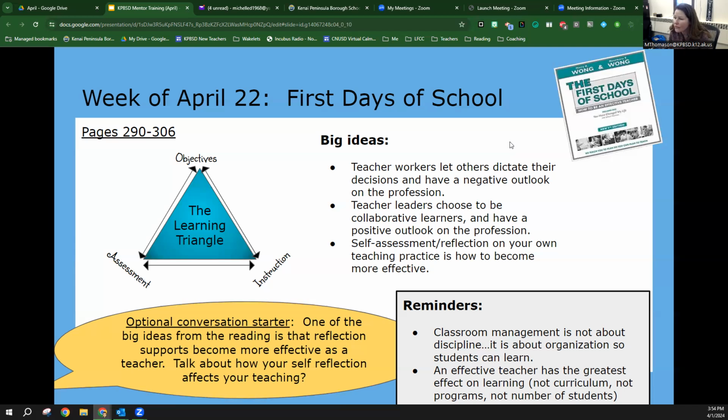So what you're looking at in front of you is the big ideas from the text, some reminders that classroom management is not about discipline. It's really about organizing students so they can learn. And an effective teacher has the greatest impact on learning. It's always about the teacher. It's always about the capacity of the teacher to impact students' learning. It's not the curriculum, it's not the programs, it's not the number of students. So this is just debrief on the first days of school.